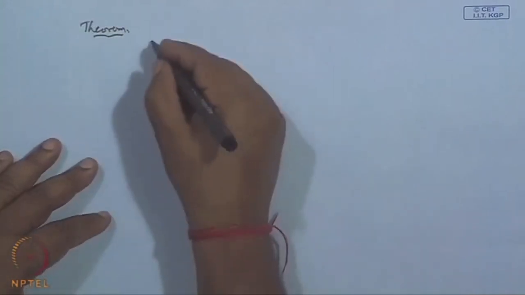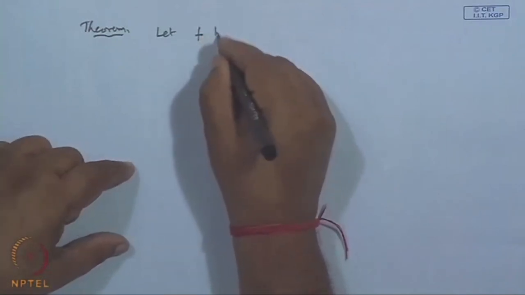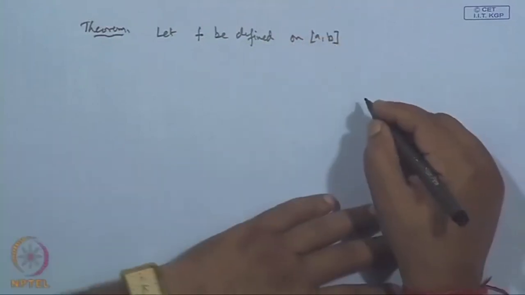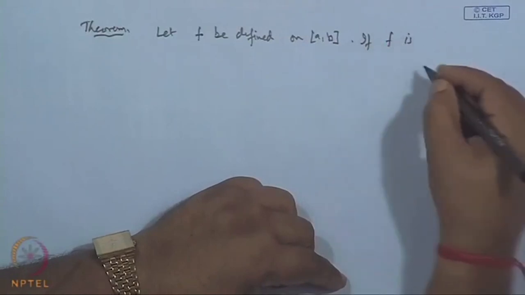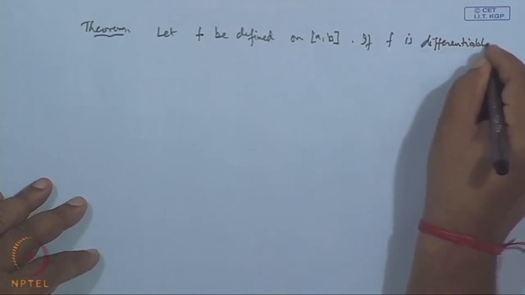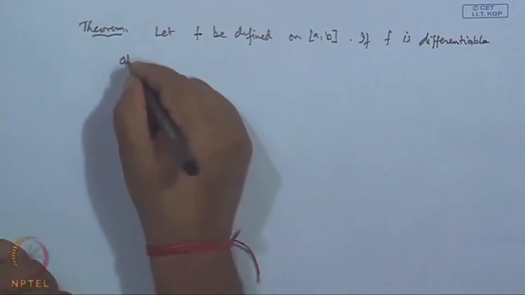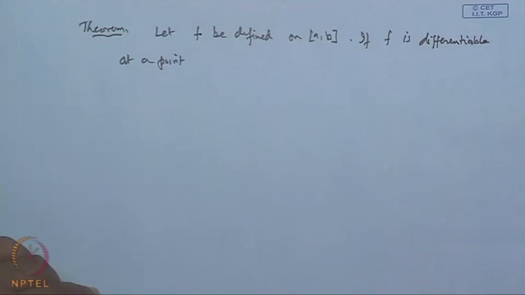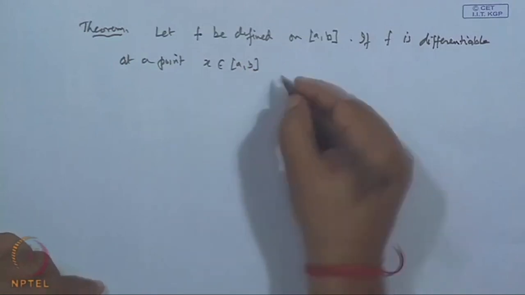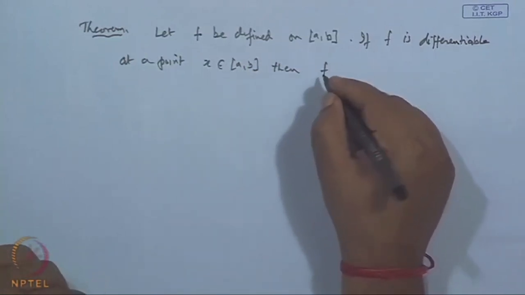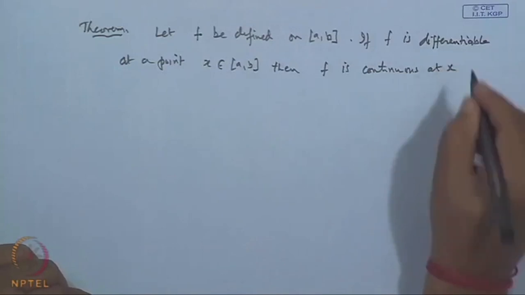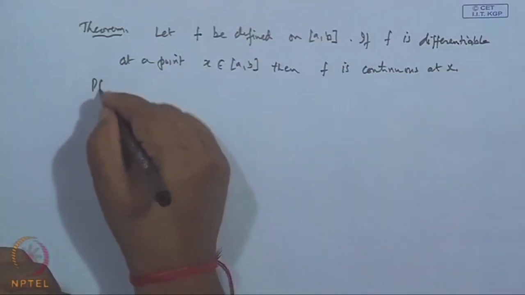That is, let f be defined on the closed interval [a, b]. If f is differentiable at a point, say x belonging to the interval [a, b], then f is continuous at x. Okay, the proof is just simple.